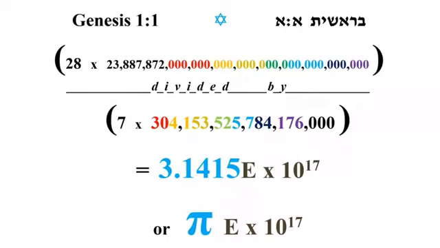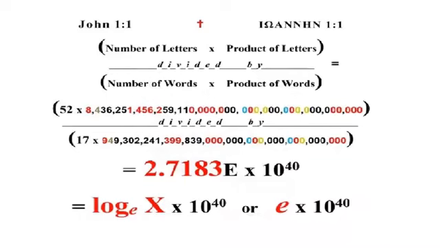That's just unheard of. And the New Testament sister verse of Genesis 1:1, John 1:1, "In the beginning was the Word, and the Word was with God, and the Word was God." He hides e, the cousin to pi.